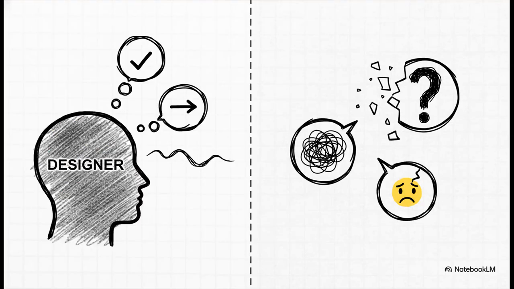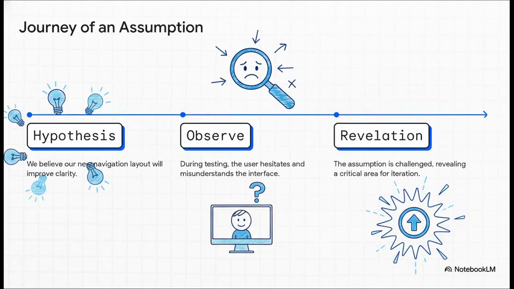You have to remember, your prototype isn't just a collection of pixels and buttons. It's a physical embodiment of dozens, maybe hundreds, of assumptions you've made. I assume people will get what this icon means. I assume this process makes perfect sense. Well, testing is where those assumptions get a serious reality check. And here's what that journey looks like in practice. It all starts with a hypothesis. Something like, we think our new navigation menu is way clearer. Sounds awesome in a team meeting, right?